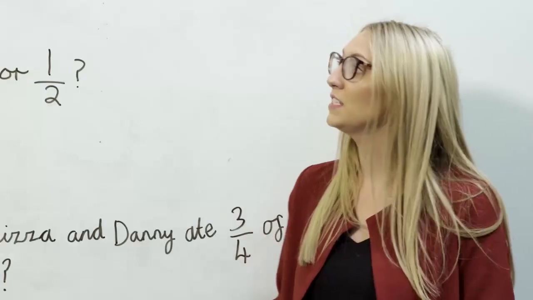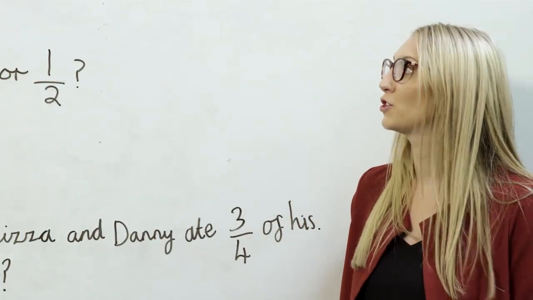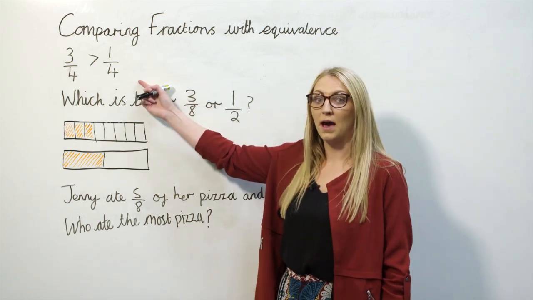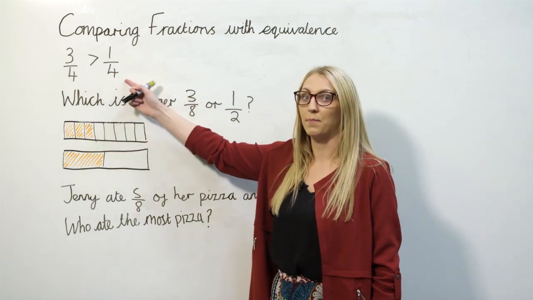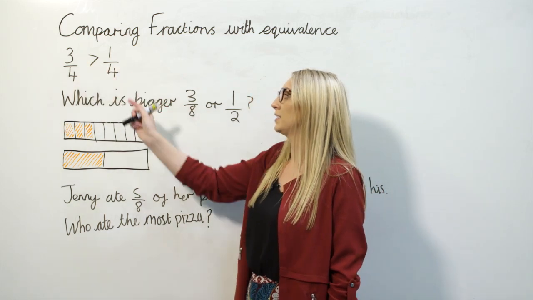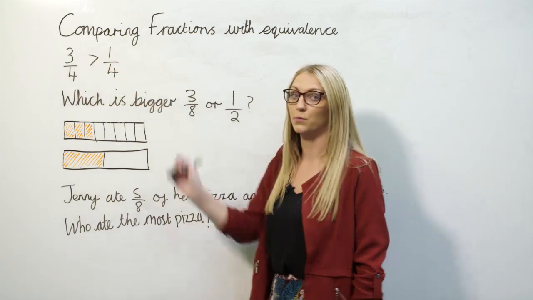Hi, I'm Brooke, and in this video we're going to be looking at comparing fractions with equivalents. So in the first example, it's relatively easy to compare the two because the denominators are the same. So we just have to look at the numerator. 3/4 is greater than 1/4 because 3 is greater than 1.